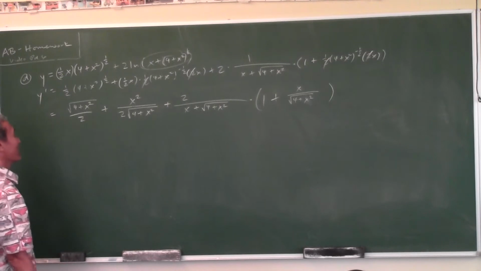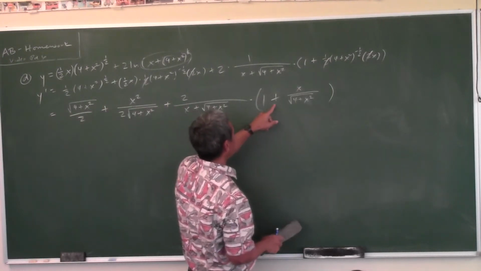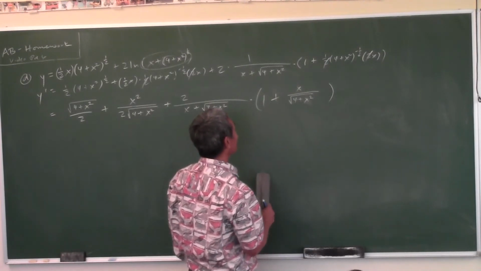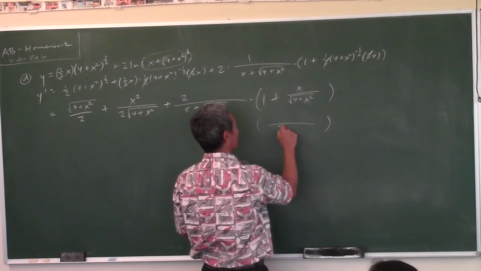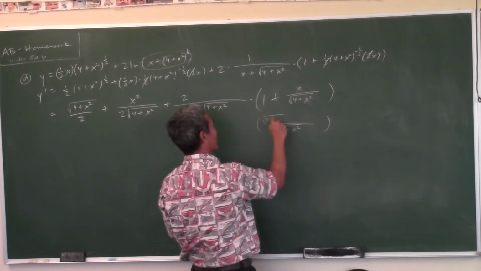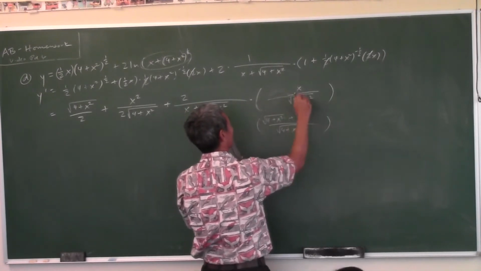Oh, I don't want to write everything again, but you know what? Okay, let's just not skip a step, but let's squeeze it in here. How do you add fractions? What do you do? You make a least common denominator. So, what is the least common denominator? Root 4 plus x squared. What goes on the top? 3. Root 4 plus x squared plus x. So there you go. Let's put that there.